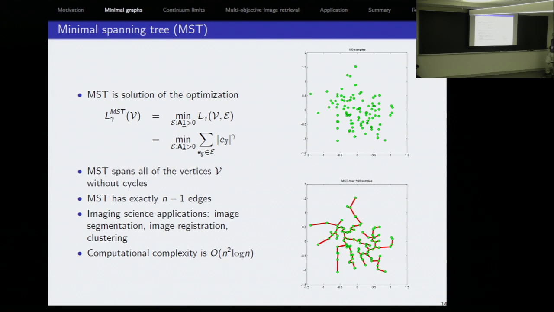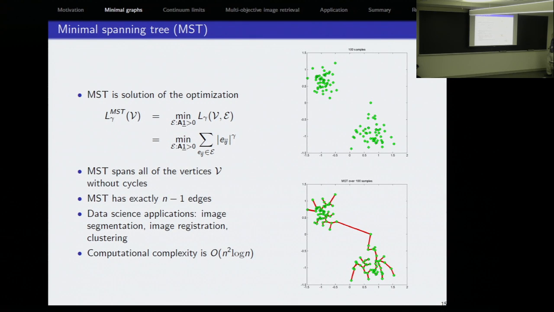Minimal spanning tree is another type of graph which is guaranteed to span all the points. It has n-1 edges. The minimal spanning tree can be used for clustering, again, like I'm showing here, where you cut the largest edge. You have two clusters that are far apart. Computational complexity is on the order of n squared log n in general.